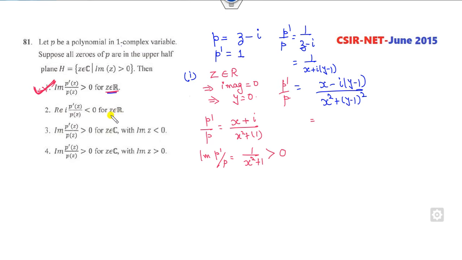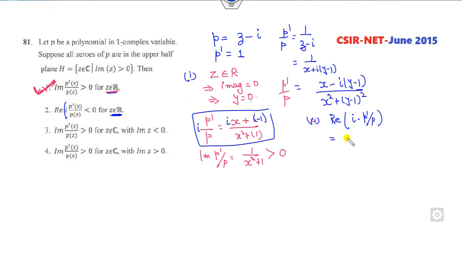Look at the second option, when z is real, so that's the same case, y is equal to 0. Then what is the second component? The real component of iota times P dash by P. So this is my P dash by P. When you multiply this by iota, this is my minus 1. What is the real component of this? Minus 1 over x square plus 1, which is always less than 0 for all z in the real. So this is also satisfied.